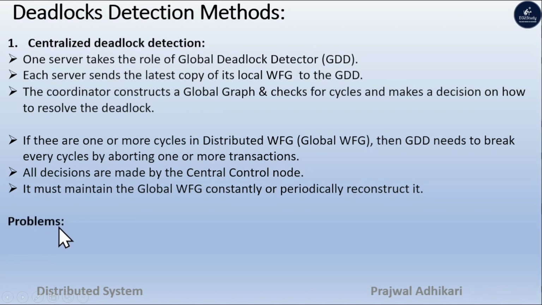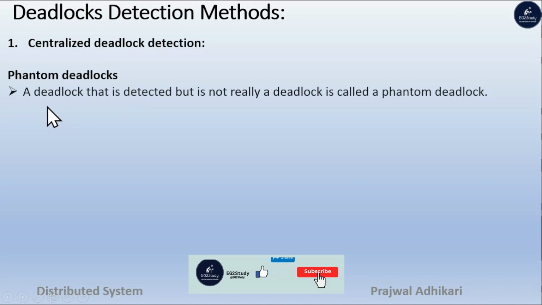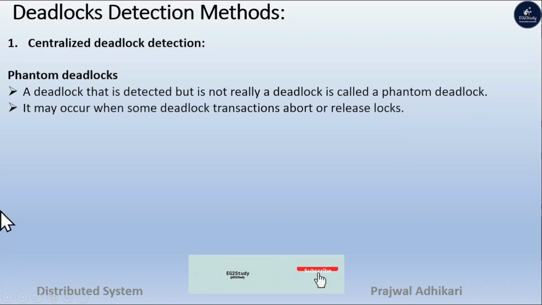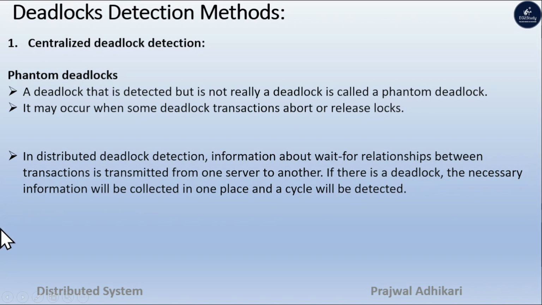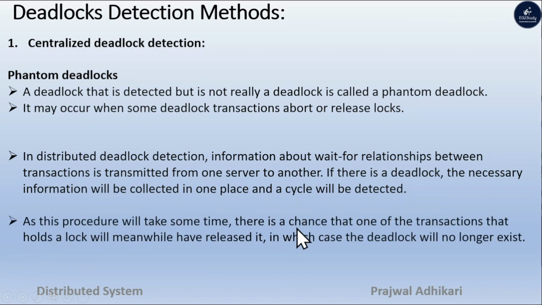Problems in centralized deadlock detection. The cost of collecting information is high. Phantom deadlocks: a deadlock that is detected but is not really a deadlock is called a phantom deadlock. It may occur when some deadlocked transactions abort or release locks. In distributed deadlock detection, information about wait-for relationships between transactions is transmitted from one server to another. If there is a deadlock, the necessary information will be collected in one place and the cycle will be detected. As this procedure will take some time, there is a chance that one of the transactions that holds a lock will meanwhile have released it, in which case the deadlock will no longer exist.